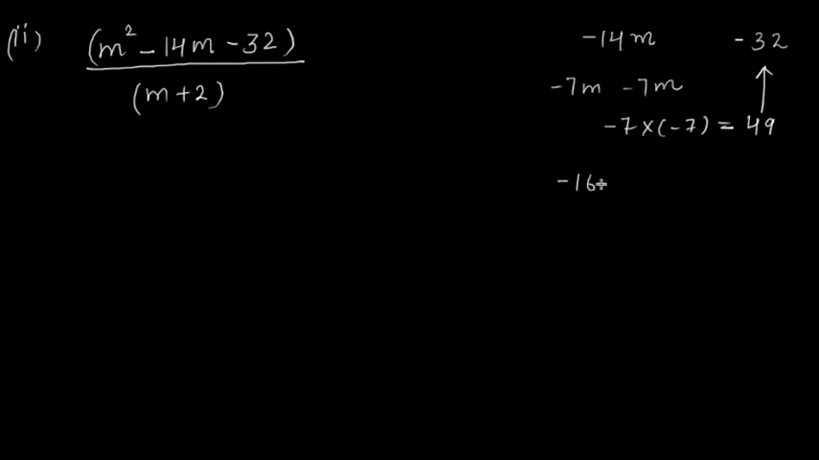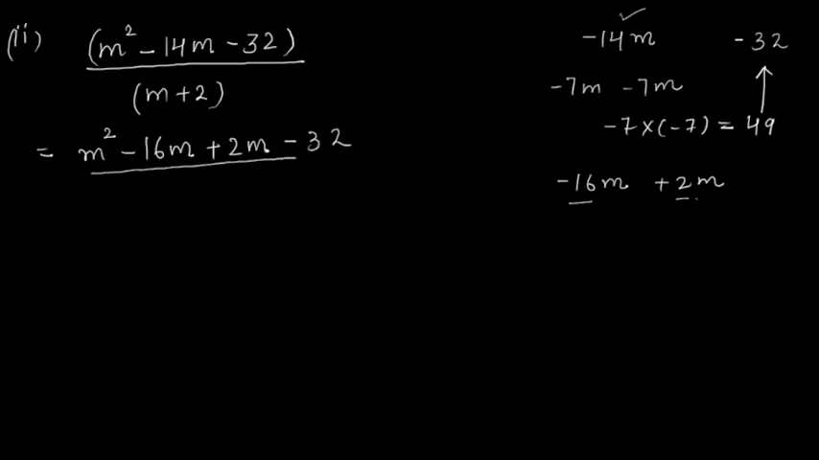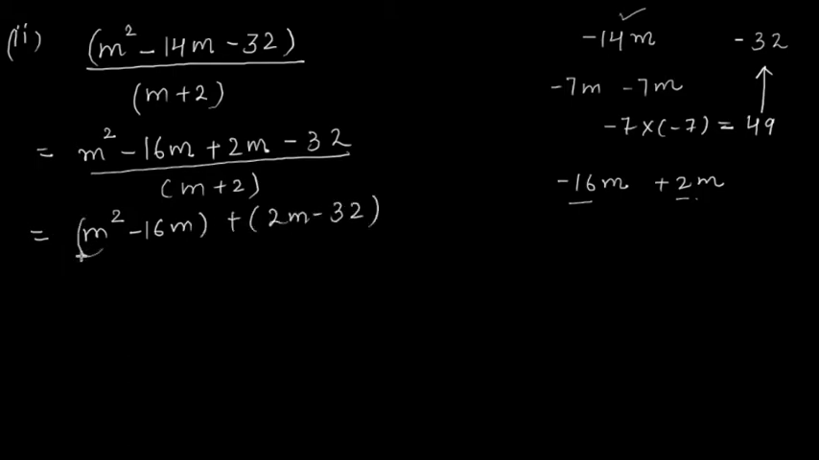If I write minus 16m and plus 2m, right? Now minus 16 plus 2 gives me minus 14. Similarly, minus 16 into plus 2 gives me minus 32. So it means I can write m square minus 16m plus 2m minus 32, the denominator as it is. Still we get the factors in the numerator. Again regrouping, m square minus 16m, let's put it in one bracket, then you have 2m minus 32 in another bracket. Again you copy the denominator as it is.